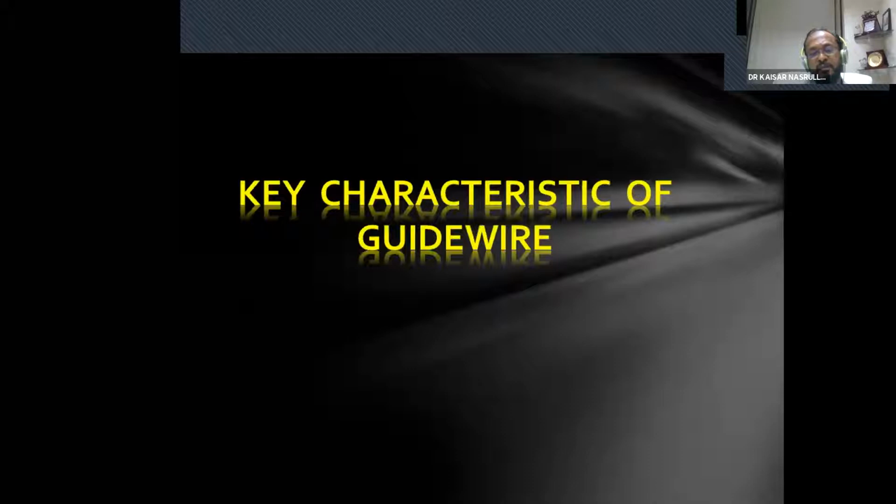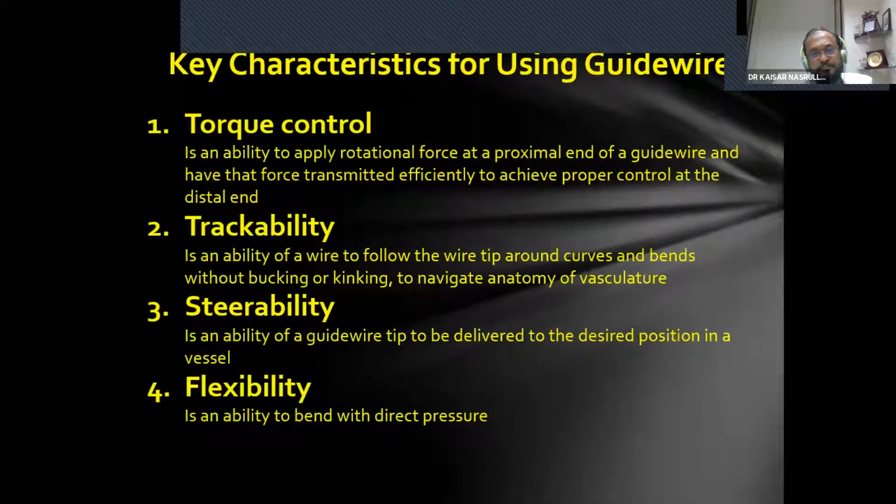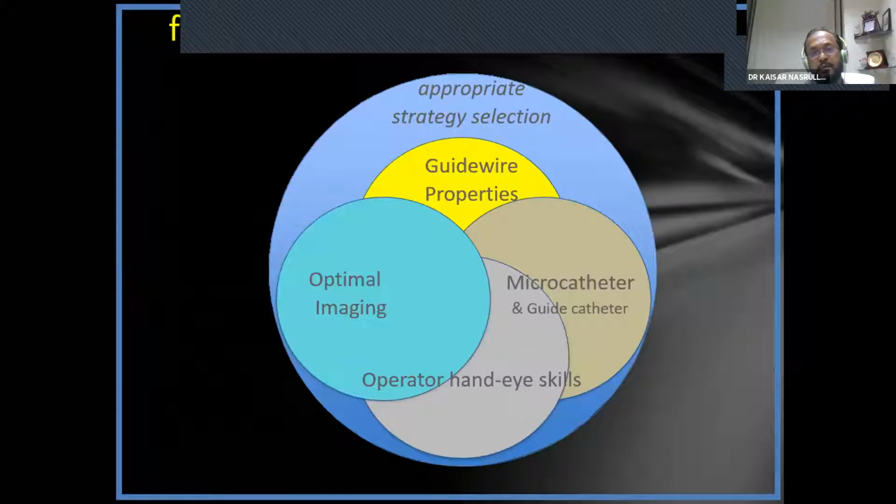Now, key characteristics of a guide wire. One is torque control, two is trackability, three is stability, and four is flexibility. And this slide is very important. While using a guide wire, an interventional cardiologist should keep in mind these 5 points.